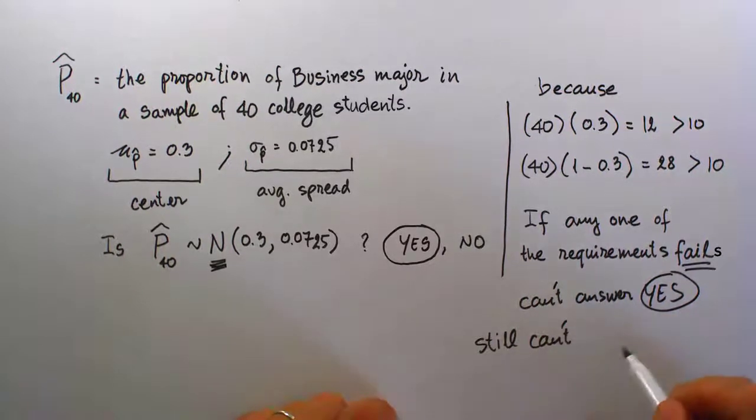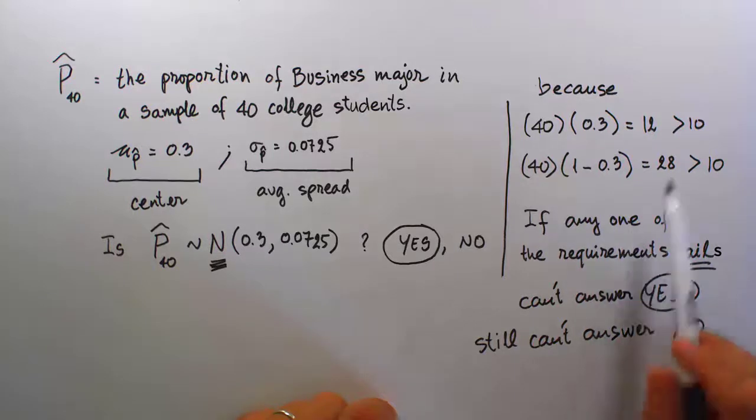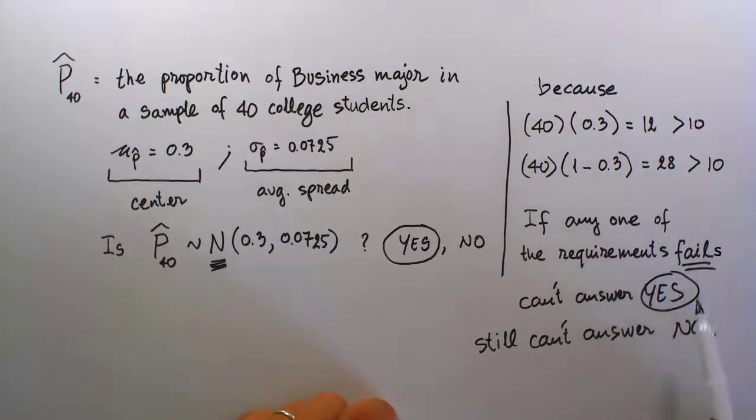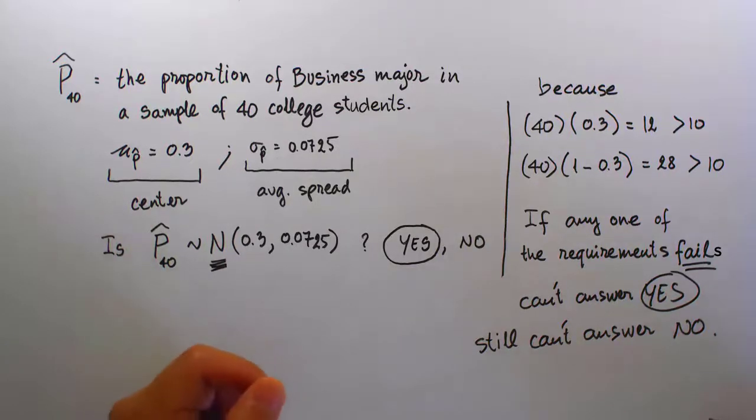answer no as well. So again, if any one of our requirements here fails, then we simply do not know what the distribution shape of our sampling distribution of the proportion is. Simply just that. If we really need to say yes or no there, then we have to find other ways. We have to maybe build histograms or find other ways to find out the distribution shape.